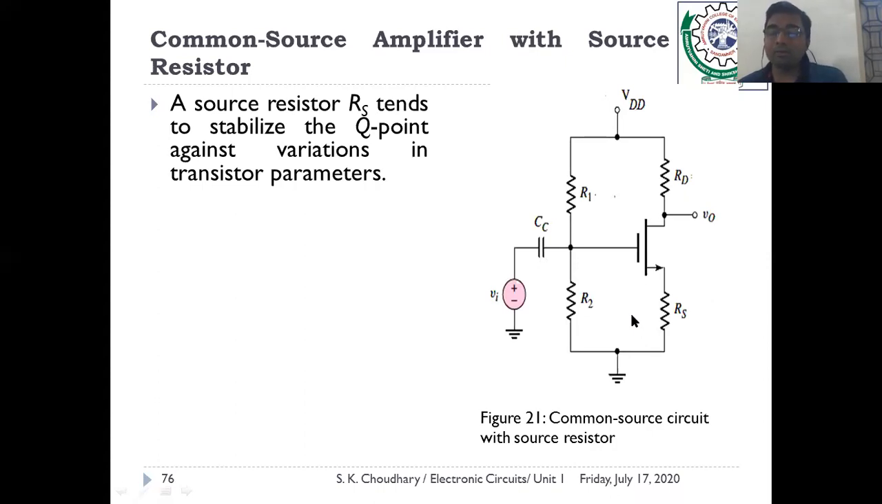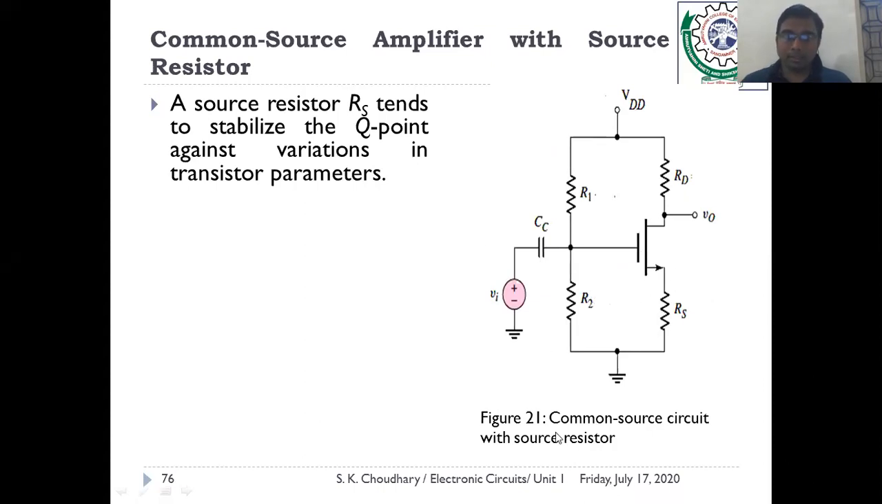What are the coordinates of the Q point? IDQ and VDSQ, depending upon the VGSQ. So all these parameters are related to some transistor parameter. When the transistor parameter varies, maybe the position of the Q point could change. And if the position of the Q point changes, it could shift from the saturation region to the non-saturation region. So to avoid this problem, we have to connect the RS.